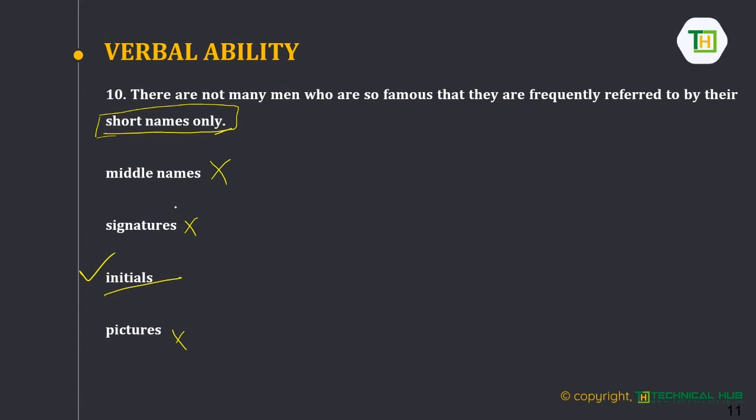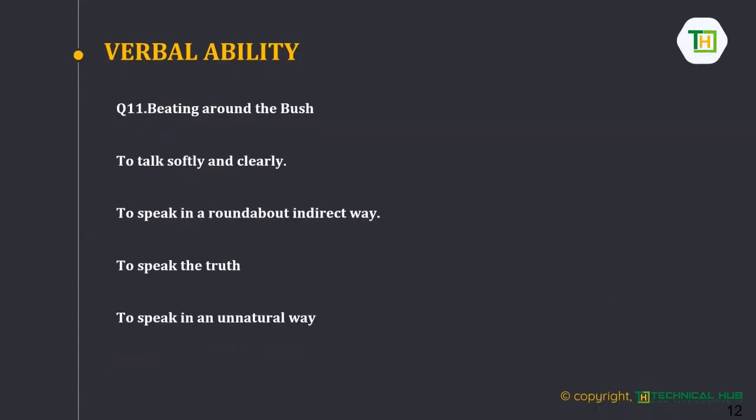Going to the 11th one, beating around the bush. This is one idiomatic expression, and most of your friends or family members, whenever you ask them to do some work or say something, will not respond correctly. They just always beat around the bush. Beat around the bush means they don't tell the thing directly. They will tell something indirectly, which you cannot even understand.